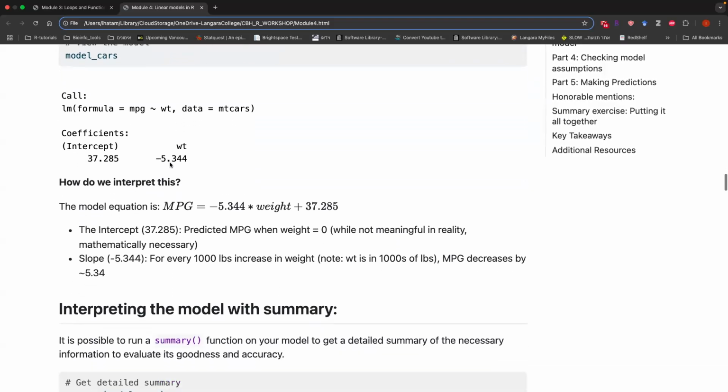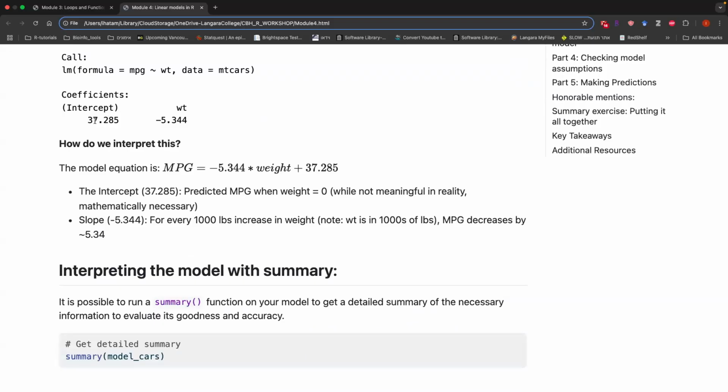And then we're going to view it. And lo and behold, my intercept is 37.3-ish. That's my B. My slope, my A, for WT, is minus 5.344, or minus 5.3. So basically what it tells me is MPG, which is my Y, equals minus 5.344 times weight, or WT, plus my intercept 37.3. So this is the A, this is the X, and this is the B. You guys understand that? There we go.